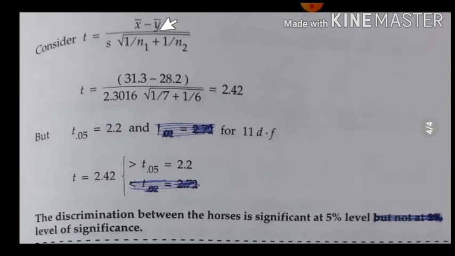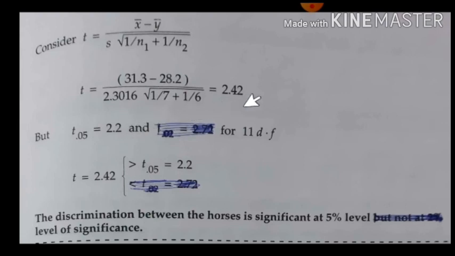Now do the calculation of t. So t is x bar minus y bar divided by s root of 1 by n1 plus 1 by n2. Substitute the calculated values. We obtain the calculated t value as 2.42. So n1 is 7, n2 is 6, so n1 plus n2 minus 2 together is 13 minus 2, which is 11 degrees of freedom. The table value will be given as 2.2. It will be given in the exam in the question also. So the table value of t at 5% significance level is 2.2.